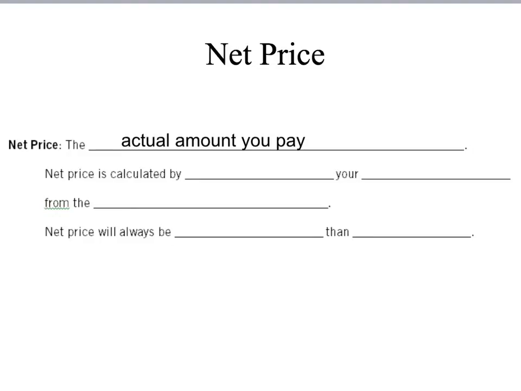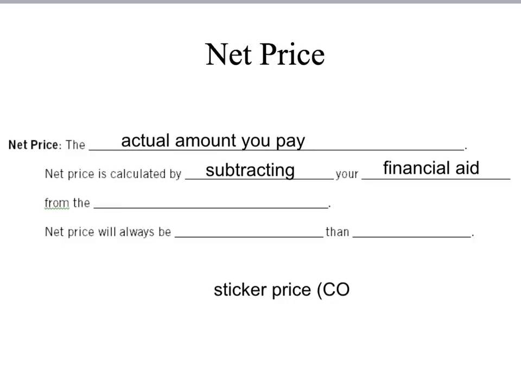How do we calculate the net price? Well, we have to do a little bit of math. In order to calculate net price, we do this by subtracting your financial aid, so the things that someone else is paying for, whether that's the government with grants, loans, and work study, or maybe scholarships if you earn some merit-based scholarships. We take all of that into account and we subtract it from the sticker price, which again is our COA. So COA minus all of our financial aid gives us our net price.